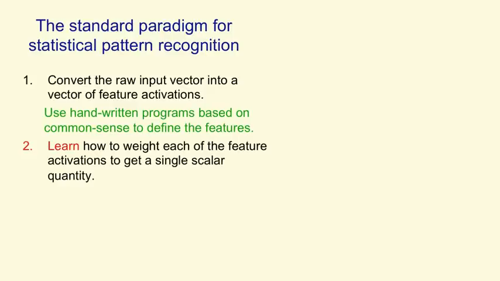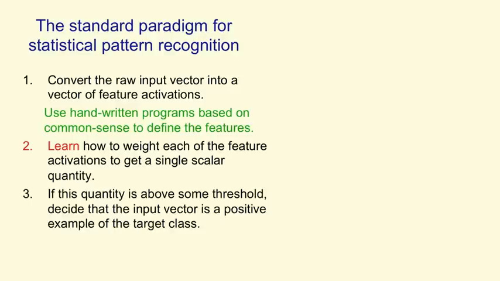What we learn is how to weight each of the feature activations in order to get a single scalar quantity. The weights on the features represent how much evidence the feature gives you in favour or against the hypothesis that the current input is an example of the kind of pattern you want to recognise. When we add up all the weighted features, we get a total evidence in favour of that hypothesis. And if that evidence is above some threshold, we decide that the input vector is a positive example of the class of patterns we're trying to recognise.